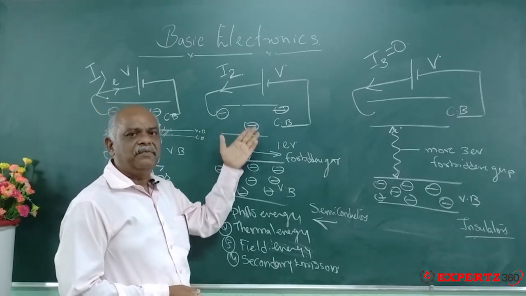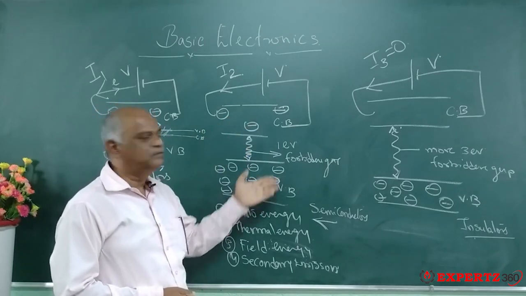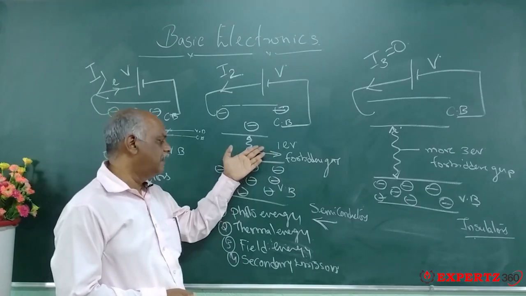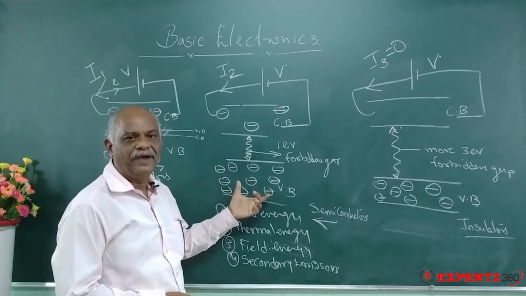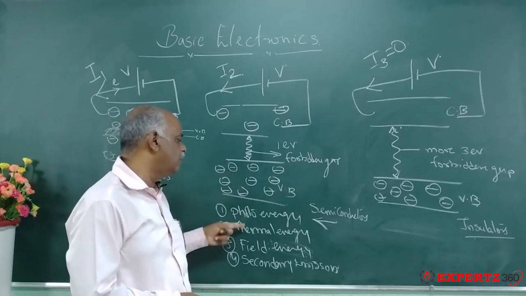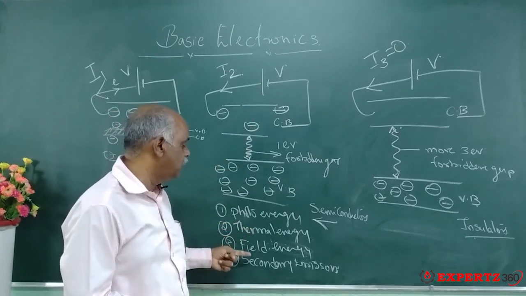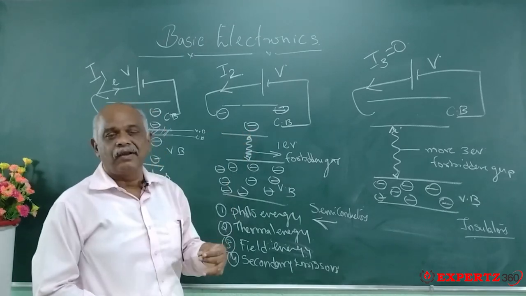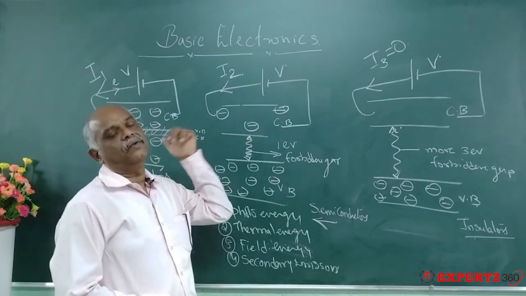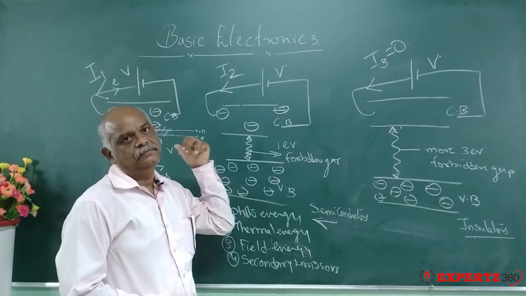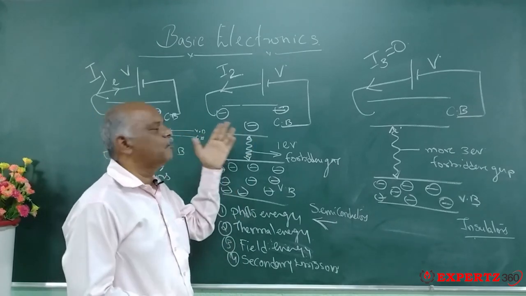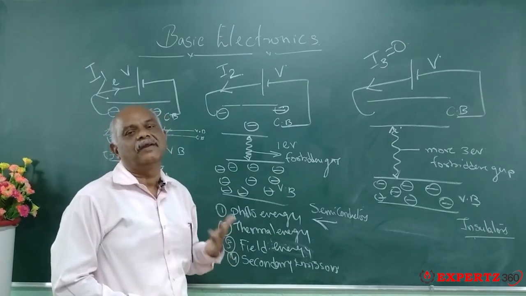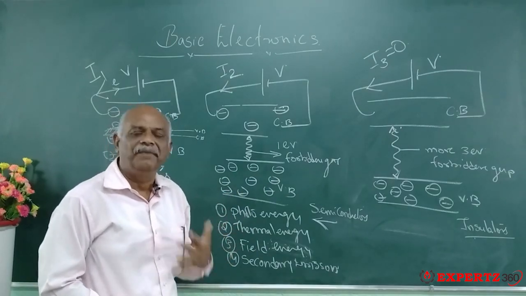There is a small gap between the conduction band and valence band, which we call the forbidden gap, which is about 1 electron volt. Therefore, 1 electron volt energy is required for an electron to jump from valence band to conduction band, and this can be attained by photo energy, thermal energy, field energy, or secondary emission. Therefore, the conduction band contains fewer free electrons as compared to conductors. Therefore, when a potential difference of V volt is applied, the current flow is partial. Semiconductors are materials which conduct current partially.